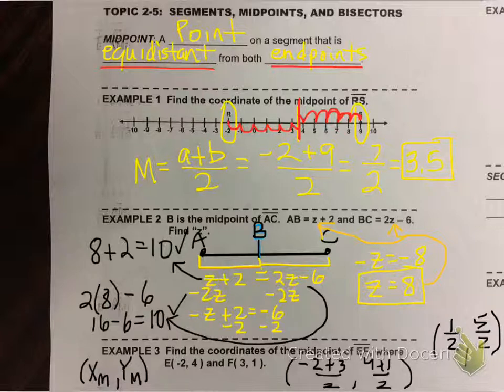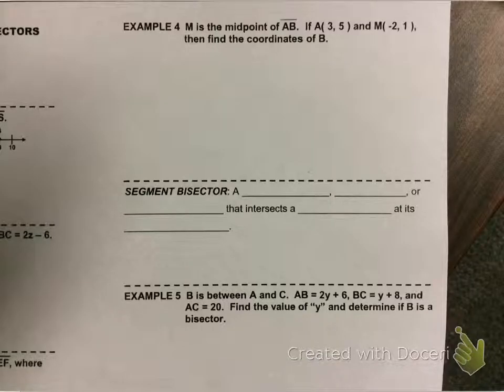Now, if you look at example 4, does anybody still need that up there? All right. Looking at example 4, it says that M is the midpoint of AB. A is 3, 5. M is -2, 1. Therefore, what we want to do is find the other endpoint. Now, get in the habit of writing them down. I know coordinate A is 3, 5. I know I always need the midpoint, and I need some coordinate B.